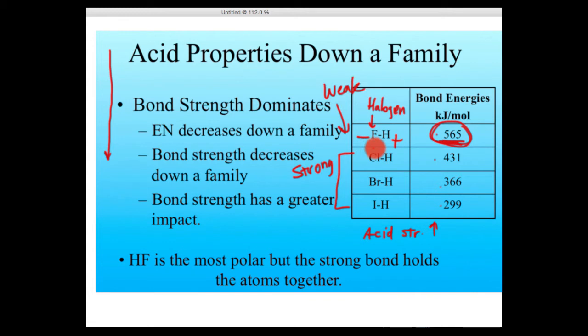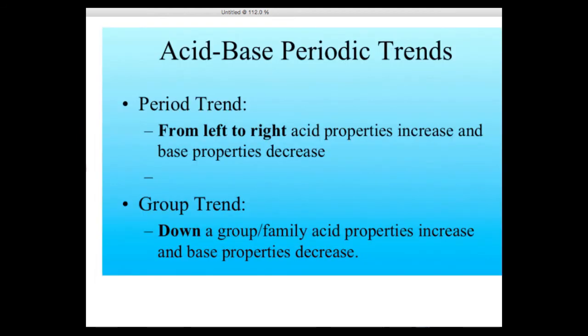The reason for that has to do with the bond energies between those atoms, because you're getting a bigger and bigger atom. So as I go down, the atomic radius is small for fluorine, gets bigger, and bigger. And since the atomic radius gets bigger, the bond energy gets weaker, and therefore we get a stronger acid as a result. So hydrofluoric acid is most polar, but the strong bonds override that. So as you go down the periodic table, you get a more acidic acid. And as you go across to the right, you get a more acidic acid.